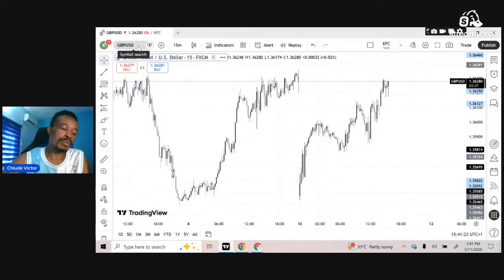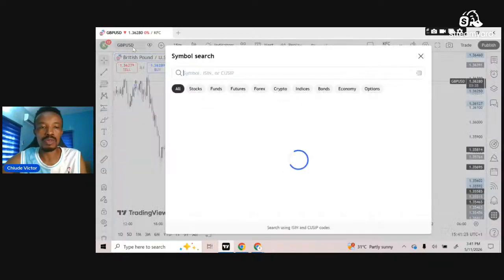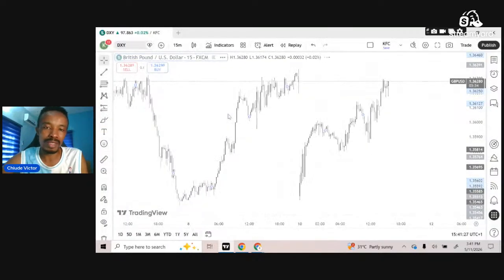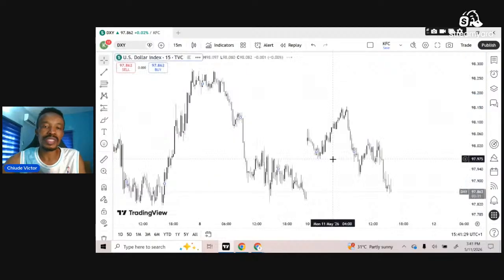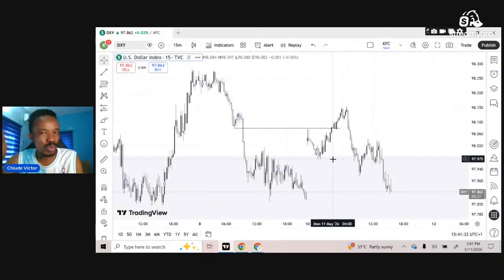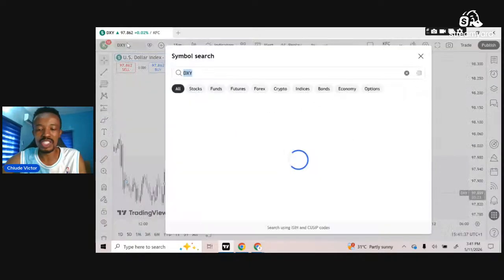So for me to be able to analyze the market excellently, all I need to do is to look at what the dollar index is doing. Once I'm able to understand what it's doing, the opposite of what it's doing is what GBPUSD will do automatically. Same thing applies to JPY.